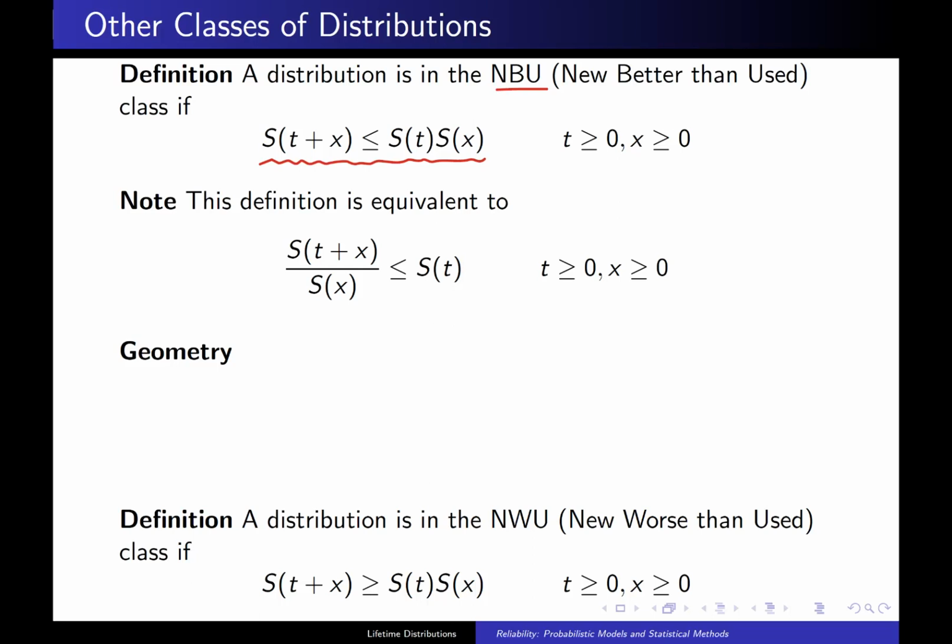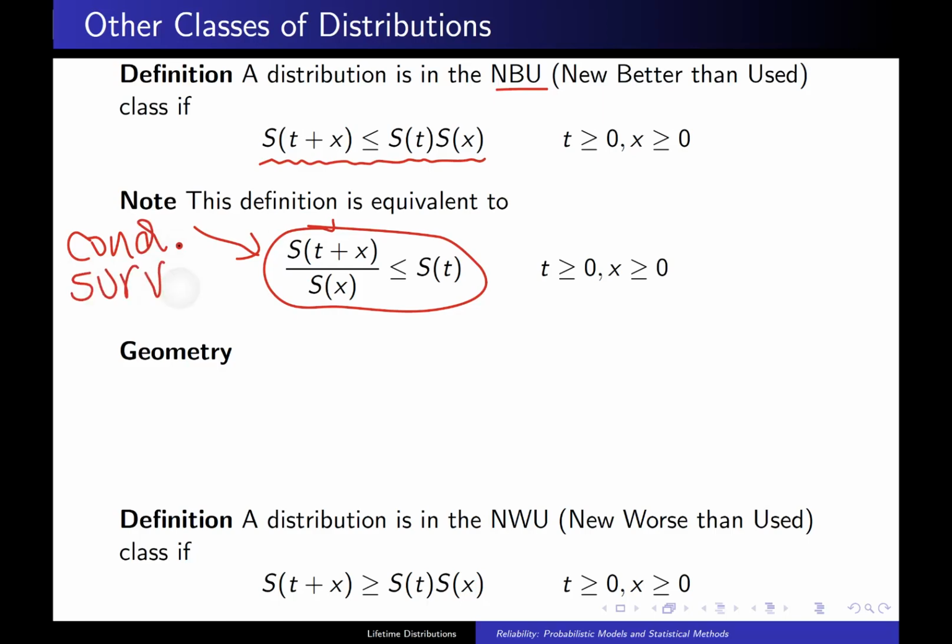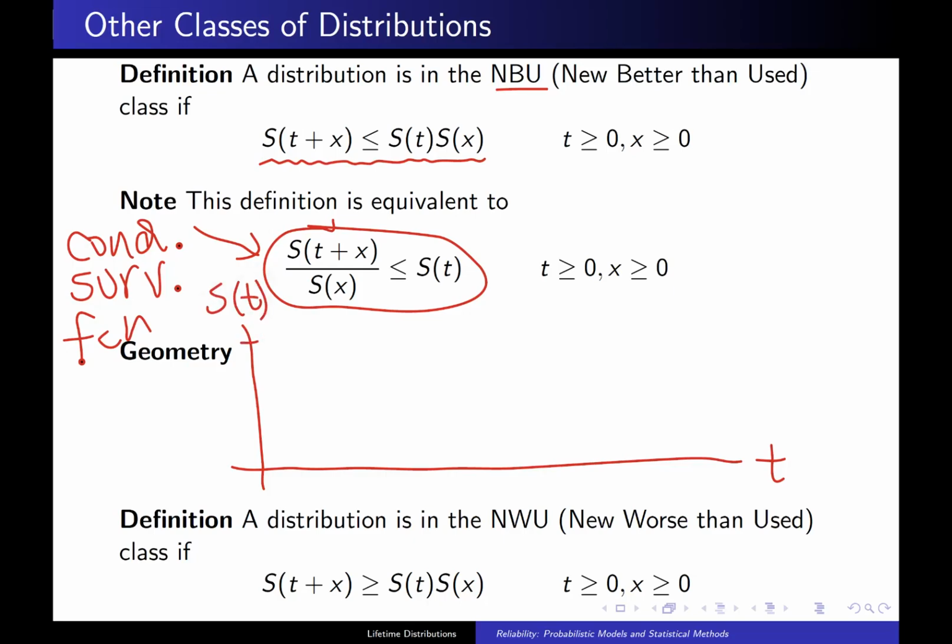Now, for this particular model, you'll notice that if you divide through by s of x, this is written in this fashion. You will notice that the left-hand side of this is a conditional survivor function. Because it's a conditional survivor function, we can do a little bit of geometry in this case. So along that vertical axis, we have the survivor function. And here is 1, and here is 0. And let's say we have a survivor function that looks like this.